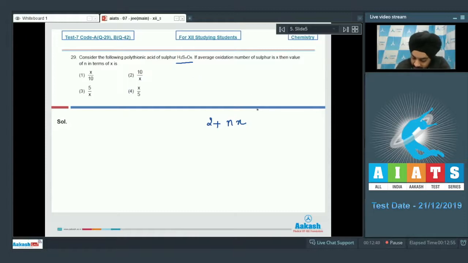And we have 6 oxygen as well, so they carry a charge of minus 12. So this is a neutral molecule, so the total charge will be equal to 0. So we have n into x is equal to 10, students, and the value of n will come out to be 10 upon x. Okay. So if you look at the options which are given to us, students, we can clearly see that for question number 29, we have to mark the correct answer as option 2. Let us look at the next question now.